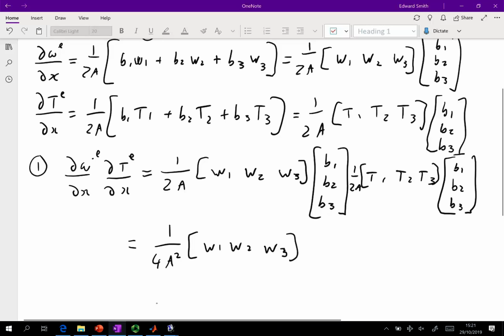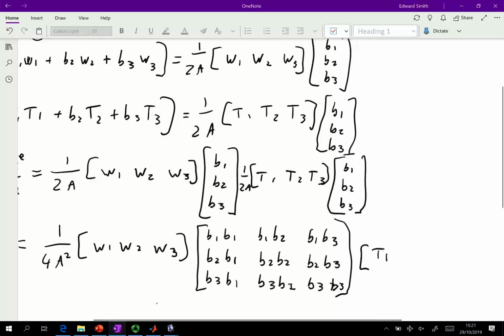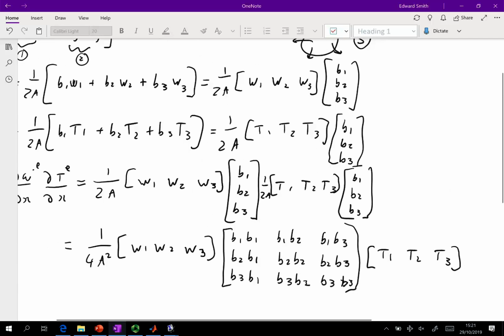Now what we're going to do is collect together the two B matrices and multiply them out. So what we end up with is the product of these two matrices. We do this element by element, essentially like an outer product, and this gives us every permutation of these two matrices, B3 times T1, T2, T3. So what we've done here is essentially like an outer product.